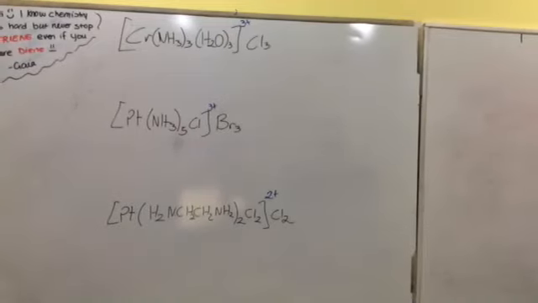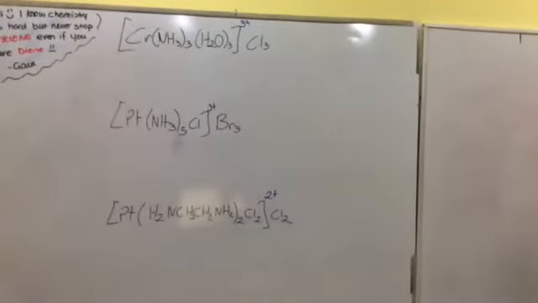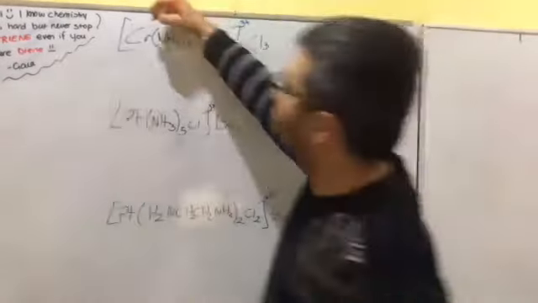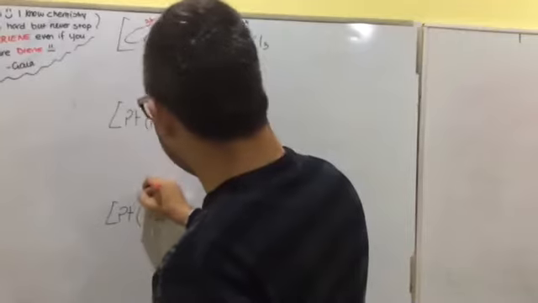And when we're finding the name of the complex, you need to find the charge of the parent, the central atom, right? Or ion. So in this case, it's chromium, platinum, and platinum. And the charges are like this: 3+, 4+, 4+.